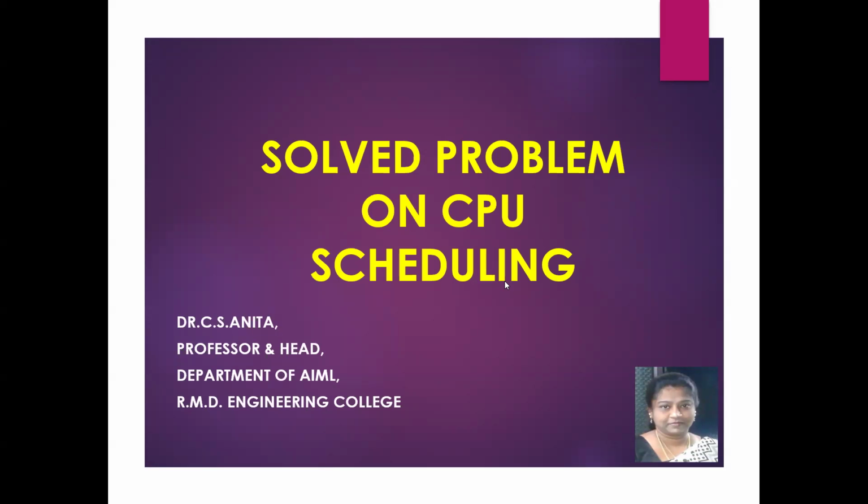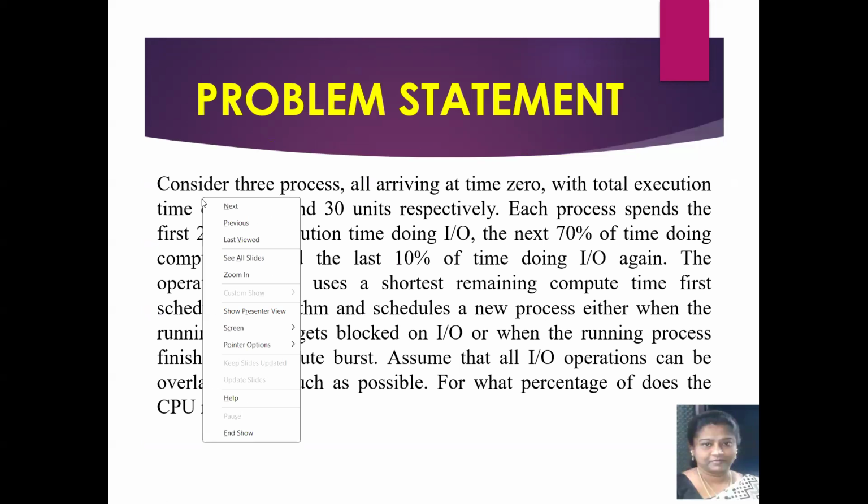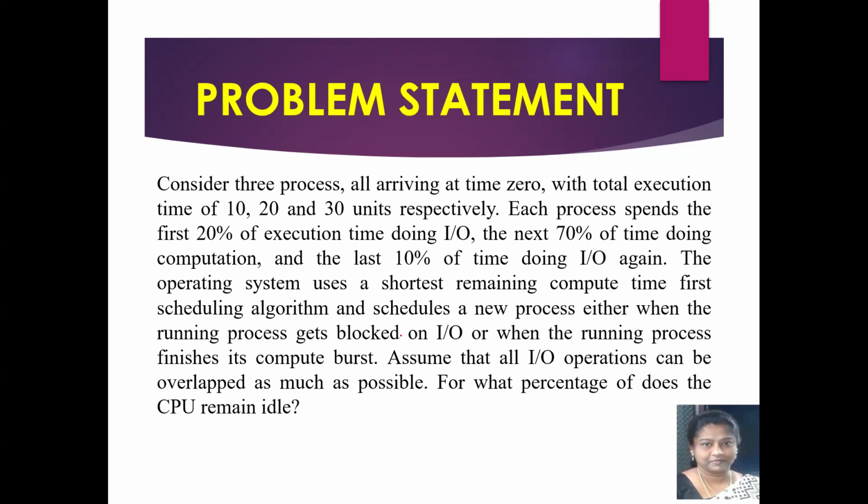Hello everyone. In this video, we are going to solve a simple problem on CPU scheduling, which has been asked in one of the GATE question papers. Let me now introduce the problem statement. Consider three processes, all arriving at time 0, with total execution time of 10, 20, and 30 units respectively.